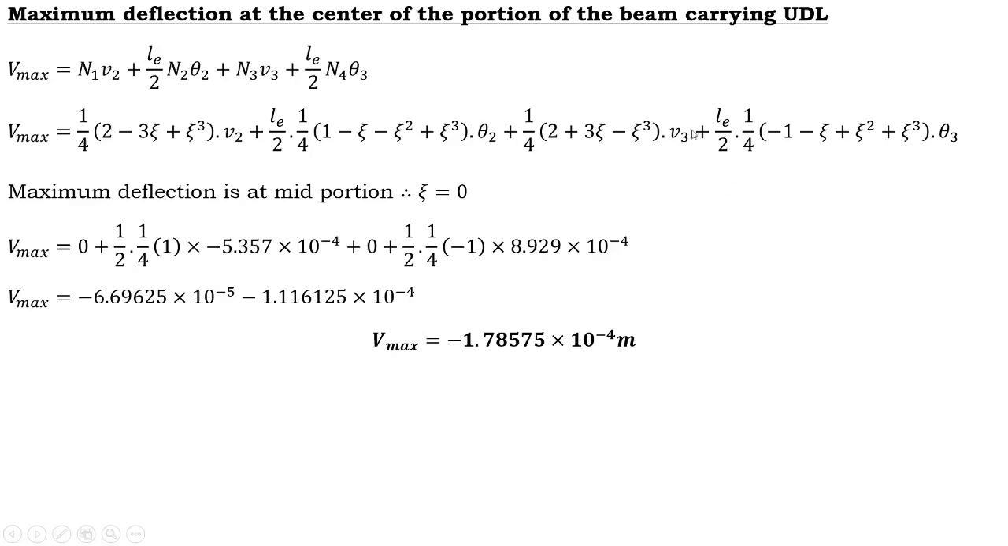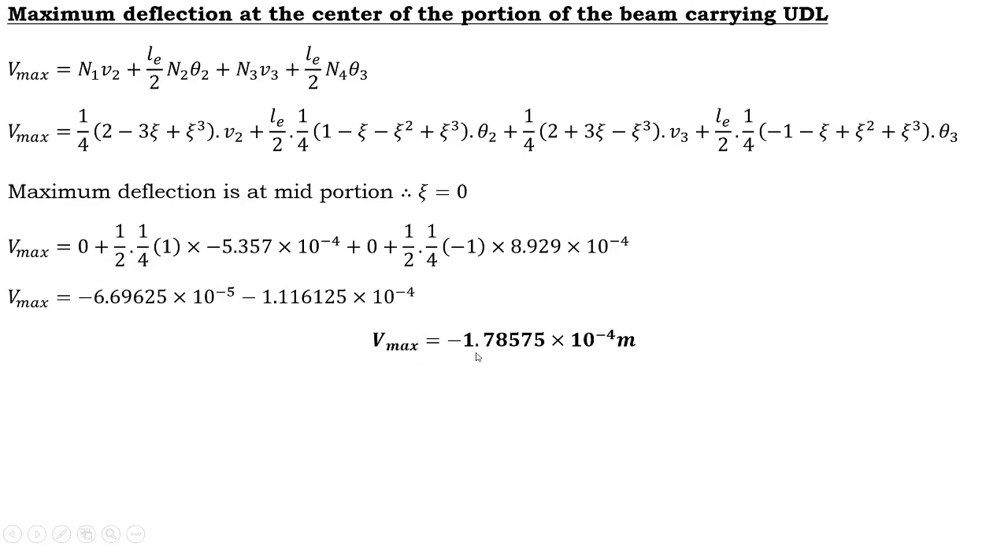Then I know the value of V3 is 0, and anything multiplied with 0 becomes 0. So I have substituted 0, plus here the length of the element is 1, therefore 1 by 2, and this 1 by 4 as it is. All these zetas are zeros, left out is minus 1. Then the value of theta 3 we obtained, 8.929 into 10 to the power of minus 4, I have substituted. After calculating this, I get the value.